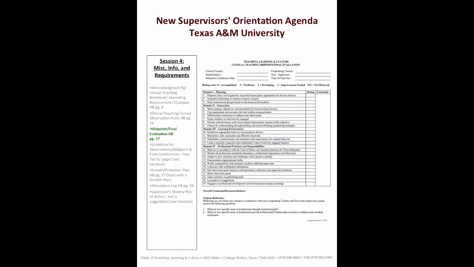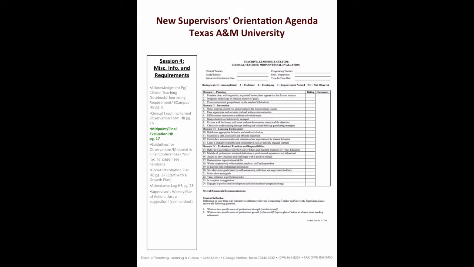The next slide is the midpoint final evaluation form. Find this form on page 17 in the handbook. This midpoint final evaluation form will be used to document each clinical teacher's progress and will guide the midpoint conference, which is conducted during weeks 6 or 7, and this same form will be used again at the final conference during weeks 12 or 13.